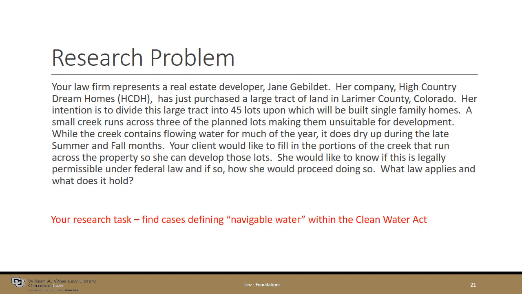So let's go to our research problem that we've been working on through all of these lectures. We're back to Jane Gabildit, and she is trying to determine if she can fill a creek that's on her property. So far we have traced our research through the Clean Water Act, and it really hinges on what the definition is of navigable water. We've learned that in the Clean Water Act, there is no good definition for navigable water. It's really left up to the interpretation of the courts. So at this point, let's see how we can search the case law to find a definition for navigable water.